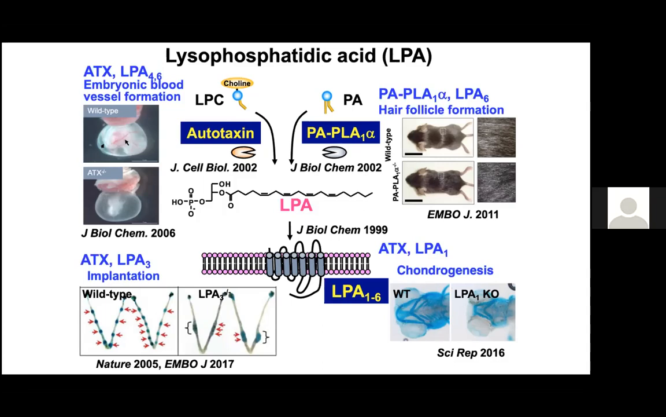LPA produced by autotaxin is also involved in implantation of the fertilized egg in the uterus via LPA3 receptor, and also engaged in chondrogenesis via LPA1 receptor. LPA produced by PLA1 alpha is also involved in the formation of hair follicles by LPA6 receptor, as shown here.